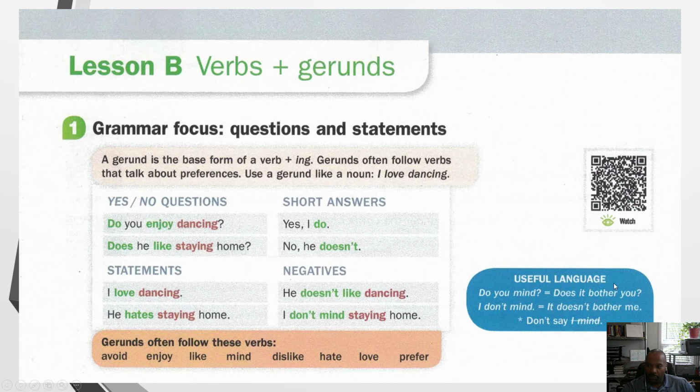Notice here, useful language. Do you mind? This question equals the question, does it bother you? So if I said, do you mind? If it doesn't bother you, then you'd say, no, I don't mind. But if it does bother you, you would say, yes, I do mind, right? It does bother me. All right?